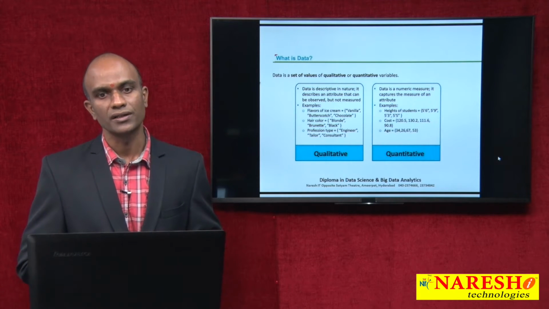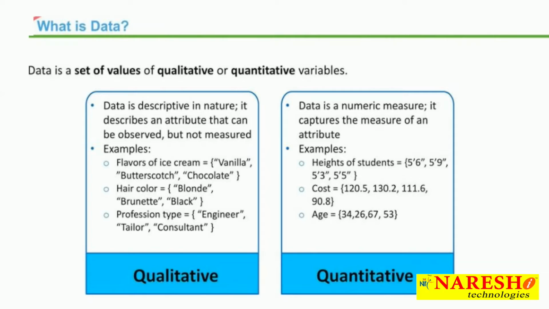And then we have quantitative data. What is quantitative? Something which we can measure, which is numeric and measurable, can be thought of as quantitative data. It captures the measure of an attribute. For example, the height of the students, they're all measurable. Similarly, the cost and age are examples of quantitative data, guys, okay?